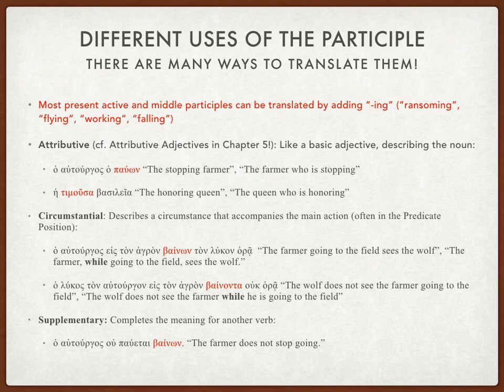So maybe the wolf sees him afterwards or beforehand, but once the farmer is baínōn going into the field, then the wolf can't see him, does not see him. And that's pretty much how the circumstantial participle works.